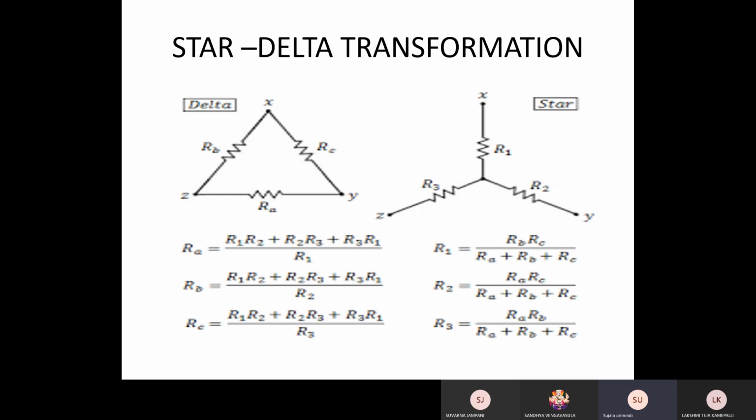So when you find out the RA, the opposite resistance of the star is R1. So when you find out RC, the sum of the possible pairs of R1 R2 plus opposite resistance. RB and RC you have to find out. So star to delta and delta to star transformation.